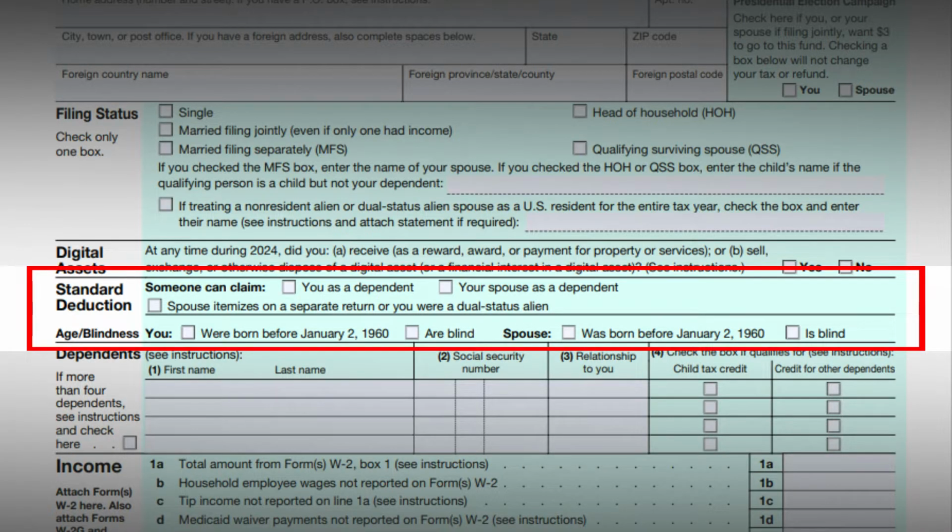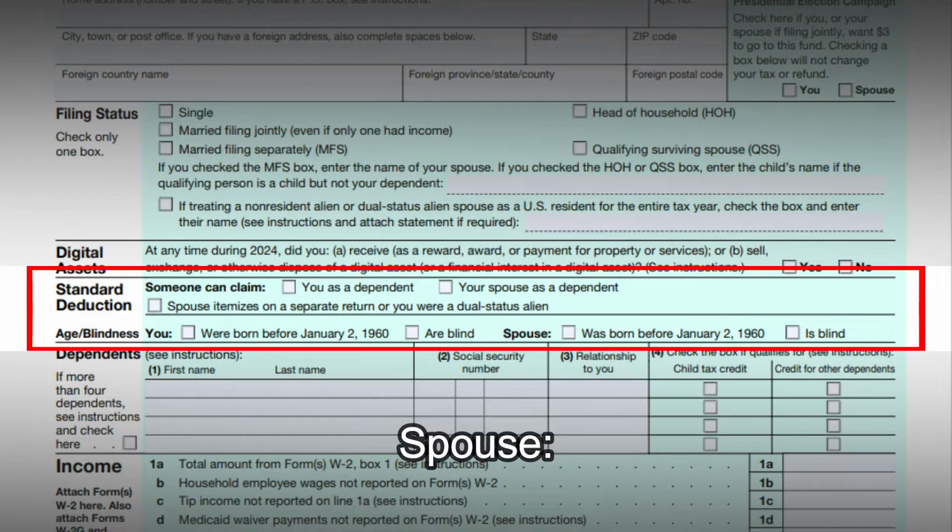If you or your spouse is claimed as a dependent on someone else's return, it may affect the amount of the standard deduction. Age/blindness. If you or your spouse are over 65 or blind, you are eligible for an additional deduction to reduce your taxable income. If you were born before January 2, 1960, or are blind, you qualify for an additional deduction. Spouse. If your spouse was born before January 2, 1960, or is blind, they qualify for an additional deduction. The extra deduction depends on whether you or your spouse meet these criteria.